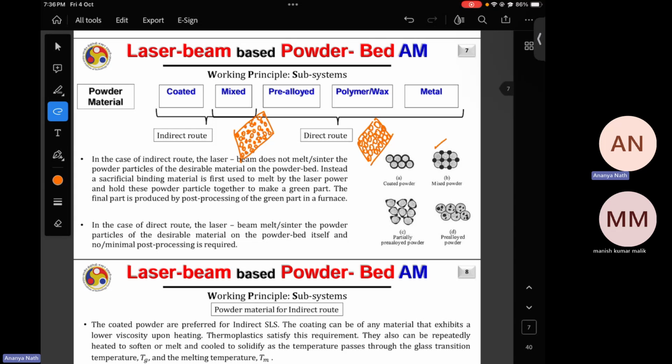The laser will directly go to the polymer powder, it will hit the powder, it will soften the powder, and the powders will get fused together, so that at the end you'll get a bond like this. Okay. And metals, obviously, are used with the direct route.